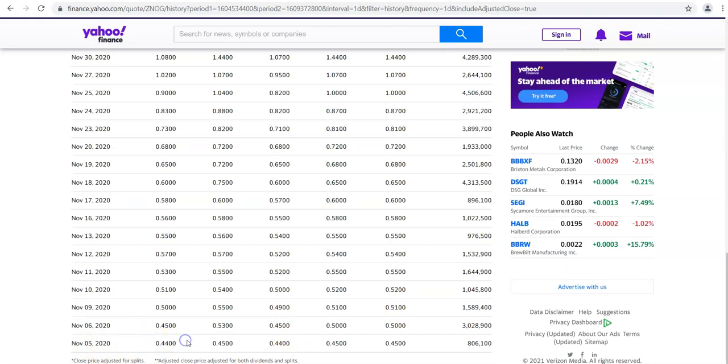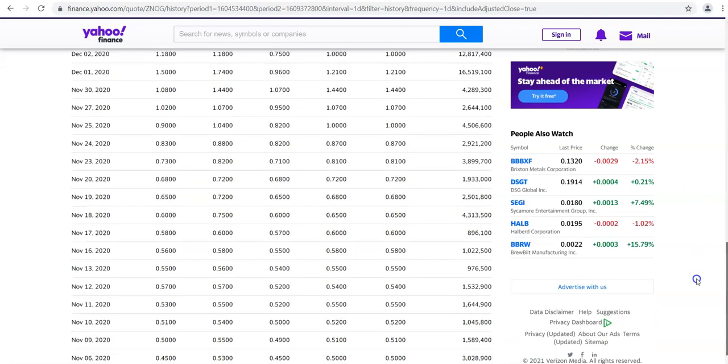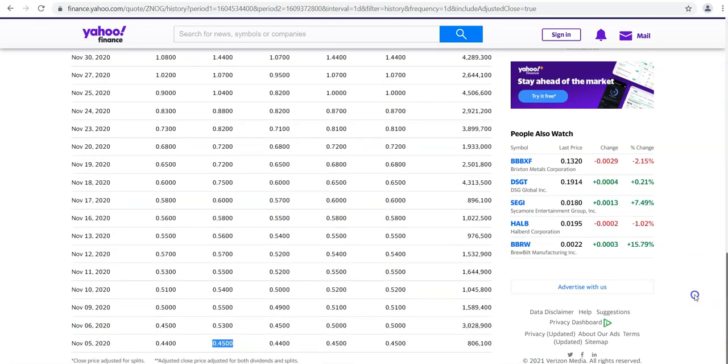Okay, so we opened at 44 cents. We got 45 cents, then 44, and then 45. So we had open of 44, high of 45, low of 44, closed at 45. Okay, then we go to November 6th, and we have an open at 45, and then 53, 45, 50. November 9th, 50, 55, 49, 51, 51, 54, 50, and just kind of keep an eye on this here, guys, as we're opening a little bit higher, okay, each day.